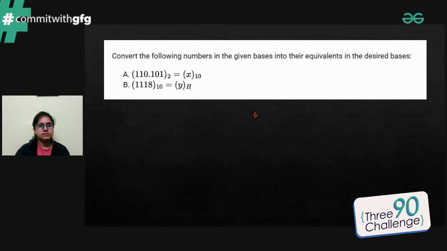So how will it be? It will be 0 into 2 to the power 0, plus 1 into 2 to the power 1, plus 1 into 2 to the power 2, plus 1 into 2 to the power minus 1, plus 0 into 2 to the power minus 2, plus 1 into 2 to the power minus 3. So this will be 4 plus 2 plus 0, 1 by 2 plus 0, 1 by 8. 6 plus 1 by 2, 1 by 8. So this will be 6.625.